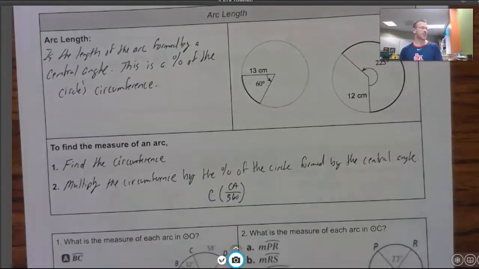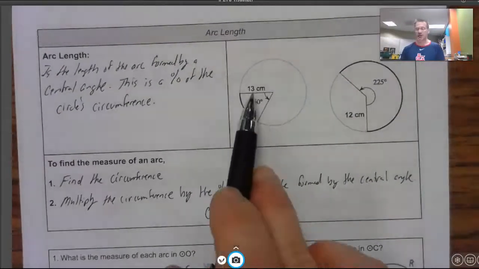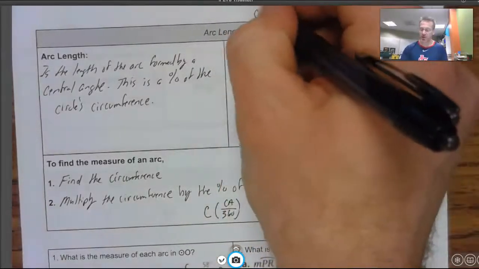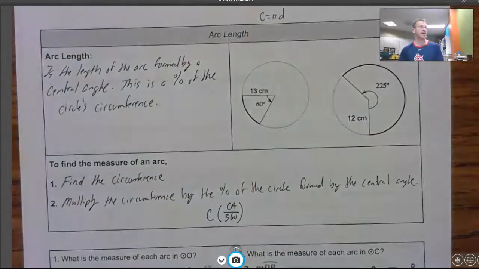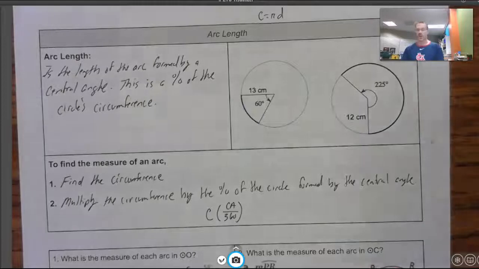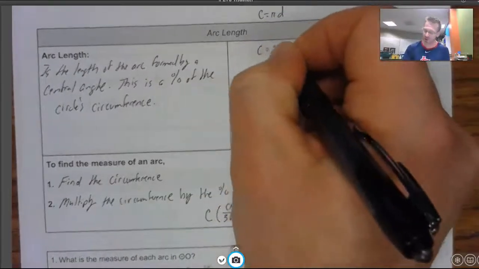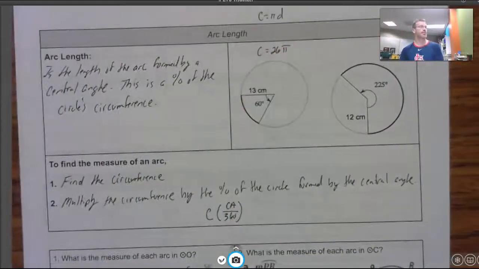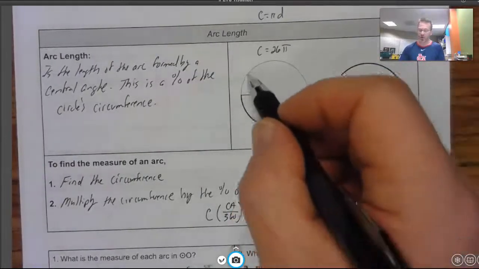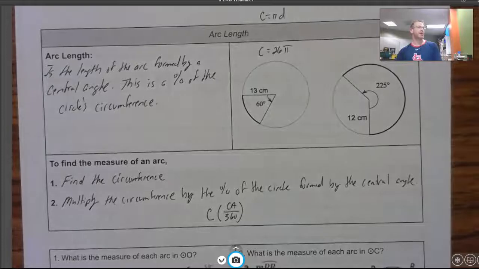So if we go up to the examples up here, you can see that our radius is 13, and we said earlier that circumference is pi times diameter. So if my radius is 13, the diameter is 26, so the circumference of this circle would be 26 pi. That was if I went all the way around. If I walked all the way around, I'd go 26 pi units around that circle.